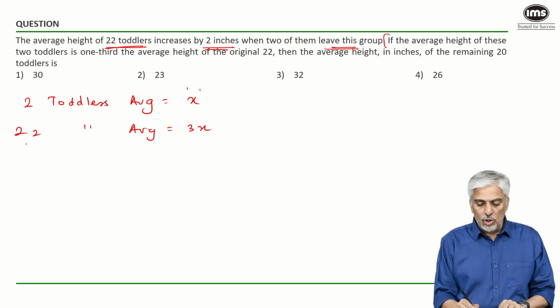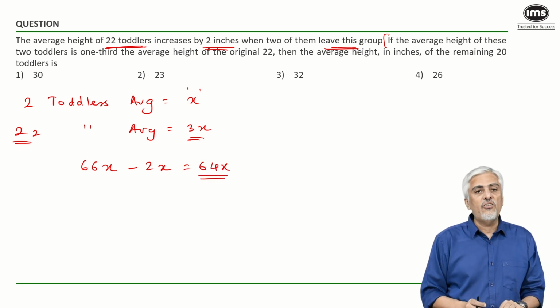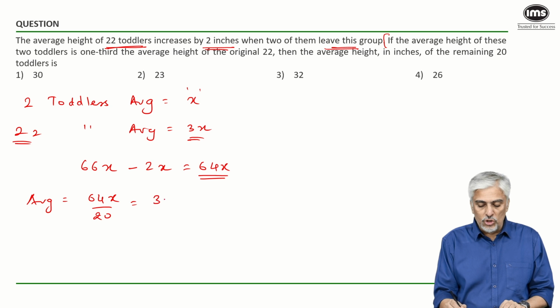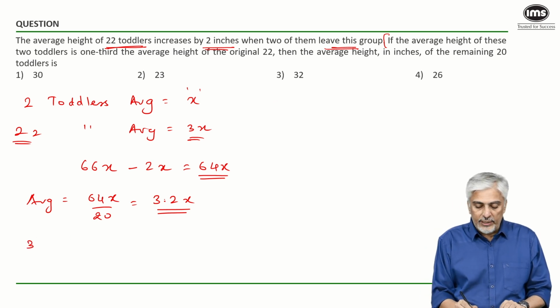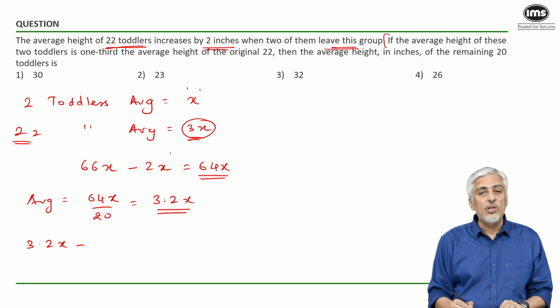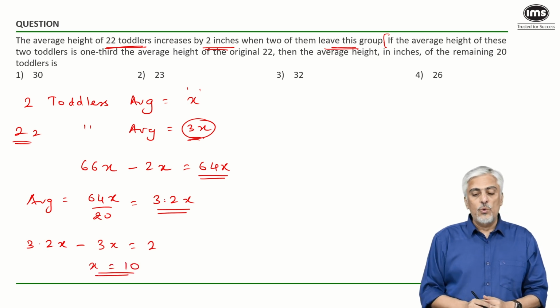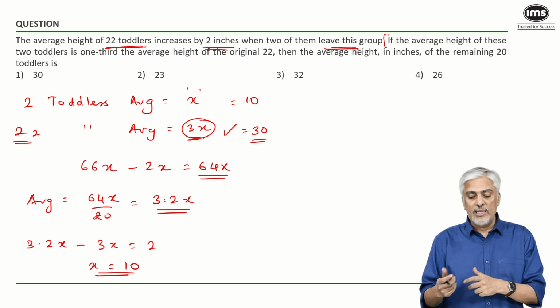Let's try this. So the total before anybody left was 22 into 3x, 66x. And the two toddlers, when they left, their height was 2x. So the total became 64x. 64x for how many people? For 20 people. So the average became 64x divided by 20, which will be 3.2x. And the difference between these two has been given to us as 2. So 3.2x minus 3x, the original average, is given as 2. So 0.2x is 2. So x is 10. We want to find the average of the remaining 20. The average of the 22 will be 30, and for the remaining 20 it increased by 2. So it will be 30 plus 2, 32.